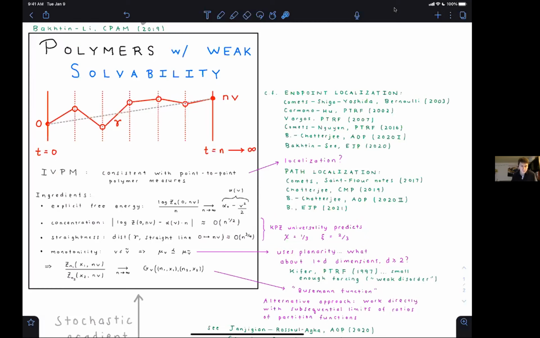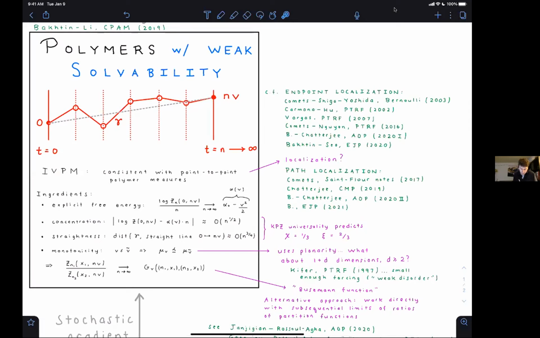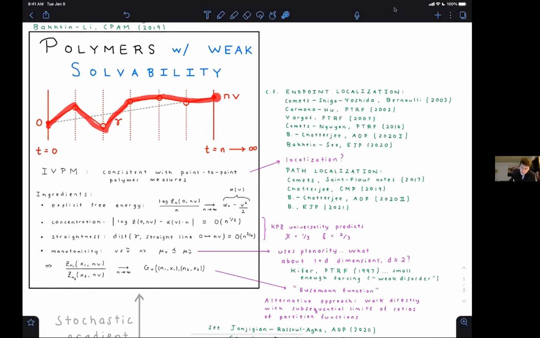Okay. And then the last property here, this last ingredient, is monotonicity. This is really a property that uses planarity. So this speaks to the issue of generalizing to higher dimensions and why you need a 1+1 dimensional model in order to prove some of these results. So this monotonicity, again, just says that if I have a polymer measure here in direction V, and I wanted to sample, say, a polymer measure that had a different endpoint that went down to, say, a lower V, then I could couple the two polymer measures such that the polymer I sample here is always above the polymer that I sample here.